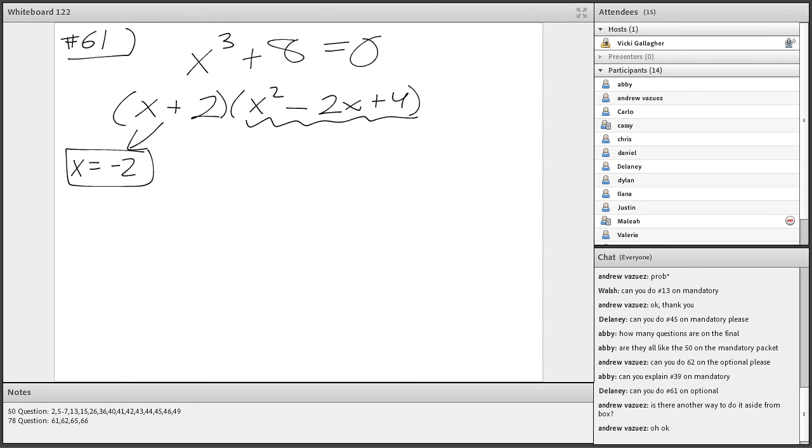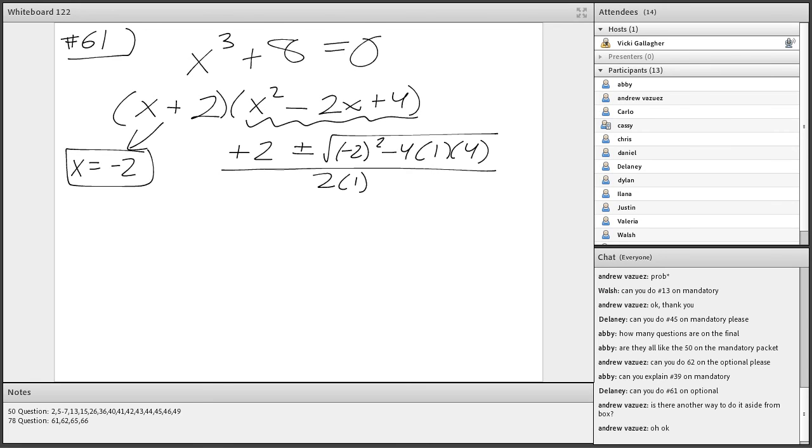For the second parentheses, it will not factor. So the quadratic formula is -b plus or minus the square root of b squared minus 4 times a times c, all over 2 times a.